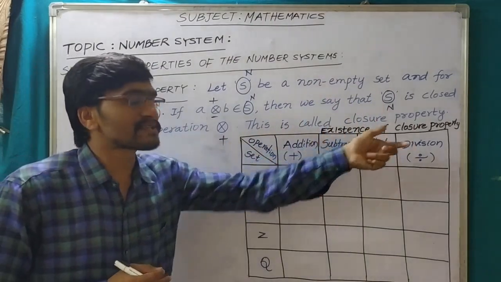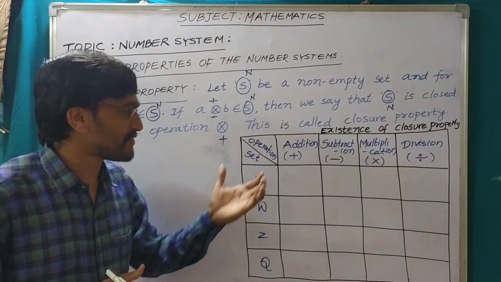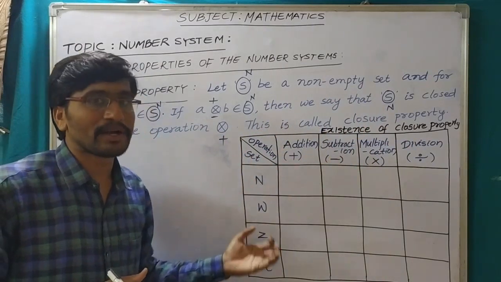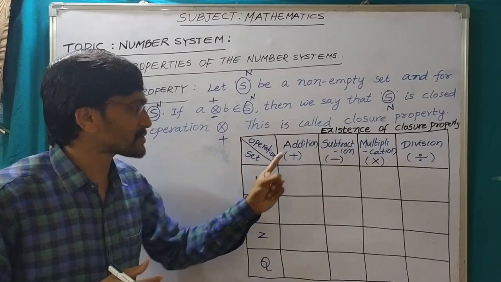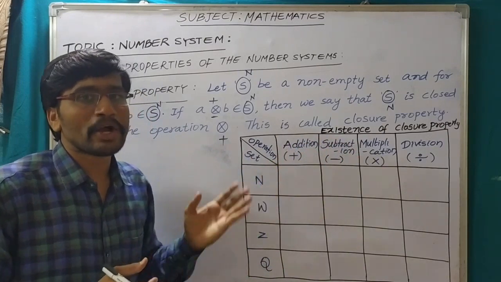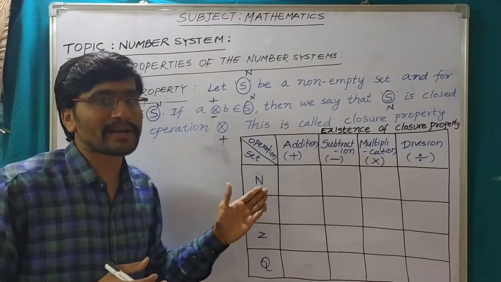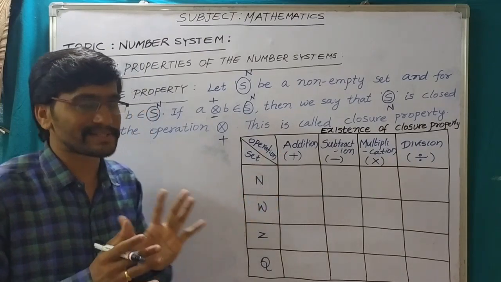Let us see existence of closure property. That means in which number systems the closure property exists. If natural numbers are closed under addition, then we say that closure property exists for natural numbers under addition. Let us see clearly one more.